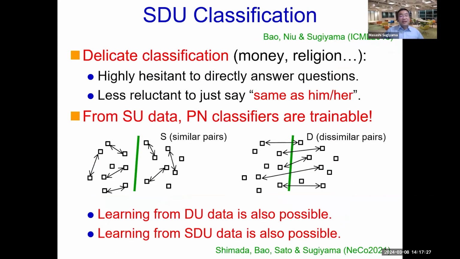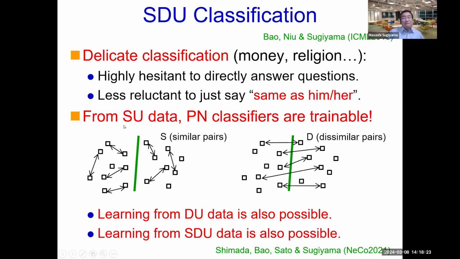Then the next one is called SDU classification, similar, dissimilar, unlabeled classification. Let's consider a delicate classification problem about your income or about your religion. It's not easy to directly ask a question, and maybe users don't really answer the question yes or no directly. But sometimes it is easy to answer in this way: my answer is the same as that person. Like if this is me, I say my answer is the same as this person. Or my answer is different from that person. But I don't have to reveal whether my answer is positive or negative. I just show he or she is similar to me, or he or she is different, dissimilar from me. Then only from such similar pairs or dissimilar pairs, we can basically train the classifier.